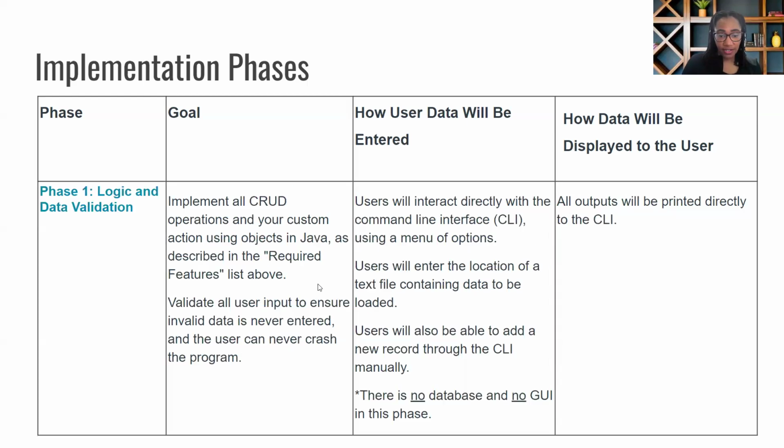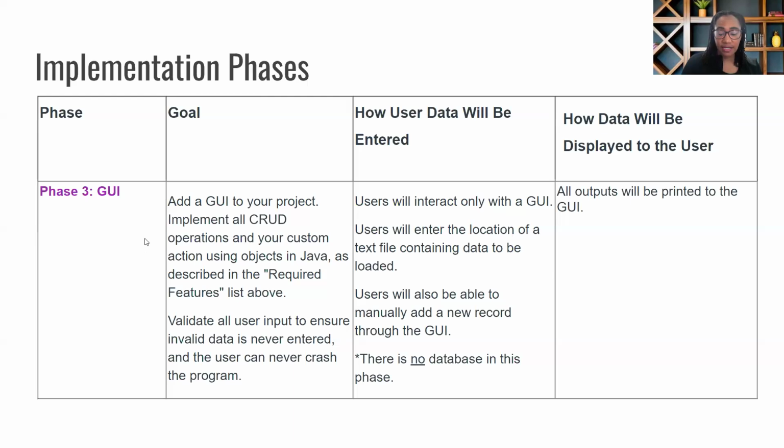Keep in mind that for phases 1 and 2, there's no database and no GUI yet. We're not doing anything related to those 2 topics yet. When we get to phase 3, that is when you're going to add a GUI. So at this point, it should be working. Your test should show that your program works as expected. Now we're going to add a front end by designing a GUI. There's still no database in this phase, but you are going to now add the front end.